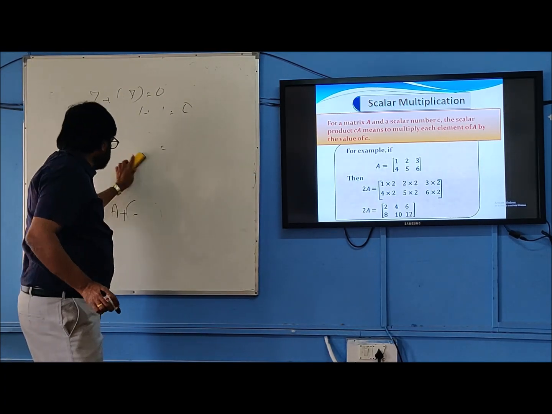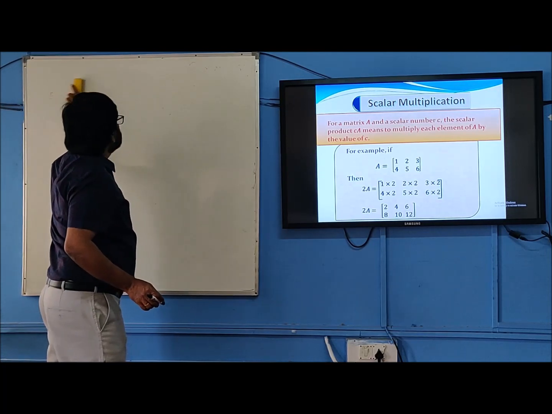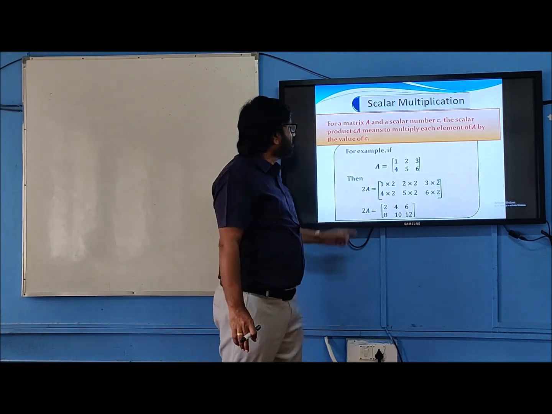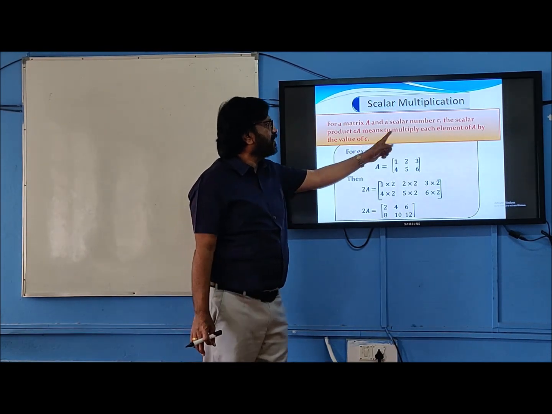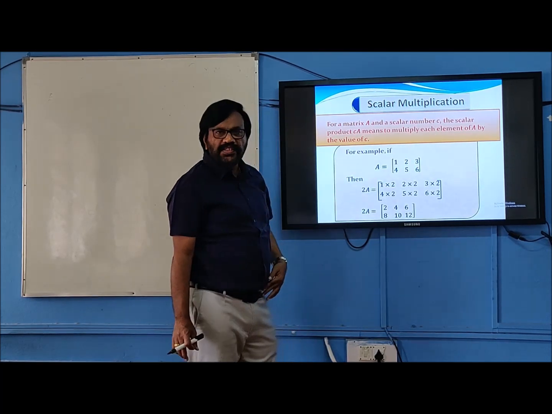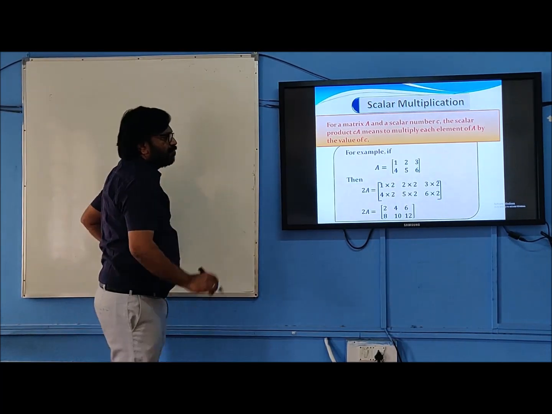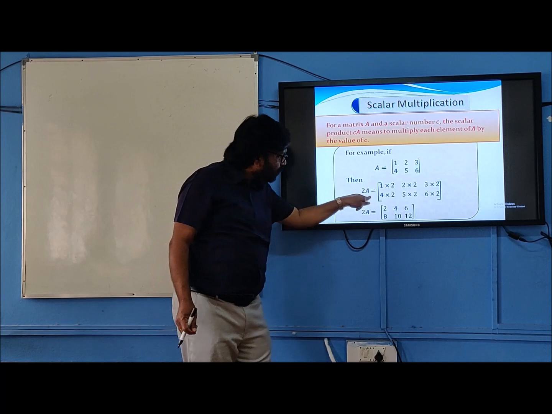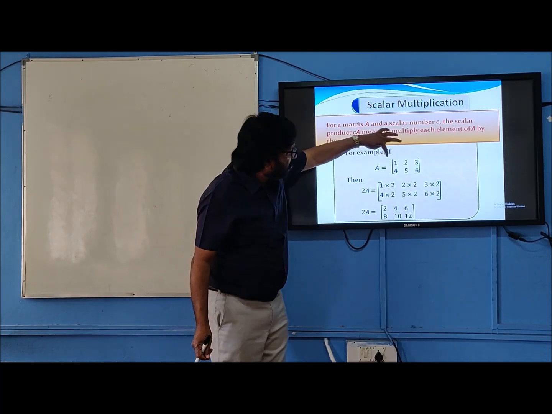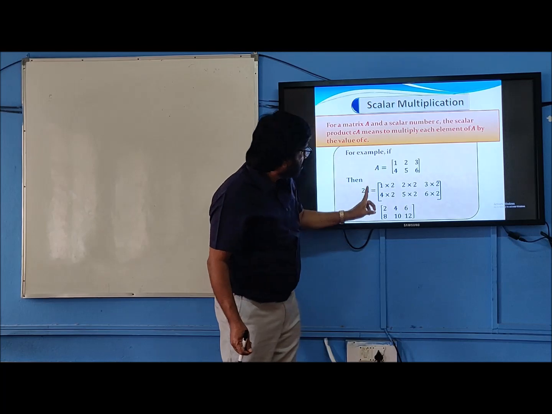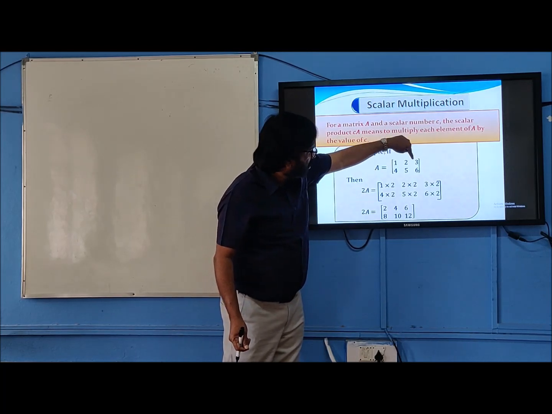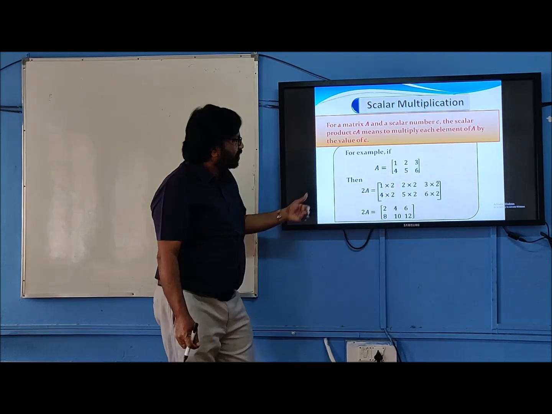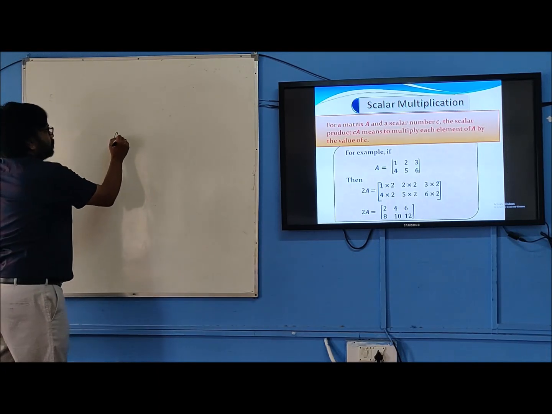Next is scalar multiplication. Suppose for any matrix A and a scalar C, the scalar product CA is to multiply each element of A by the value C. Here an example is given. If A is the matrix 1, 2, 3, 4, 5, 6, then 2A is obtained by multiplying every element of this A by 2: 2, 4, 6, 8, 10, 12.